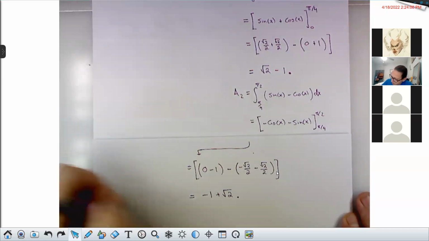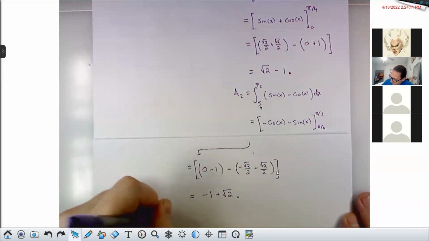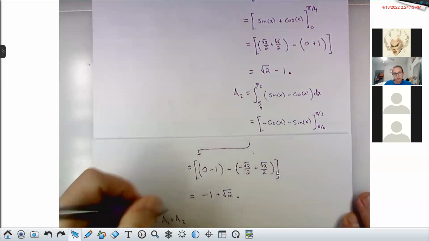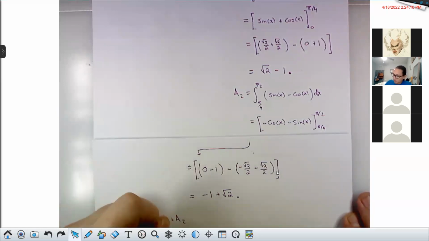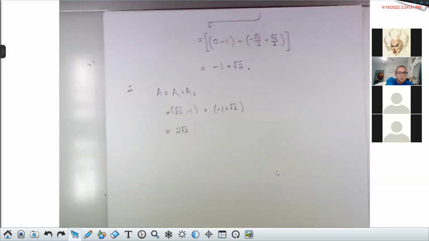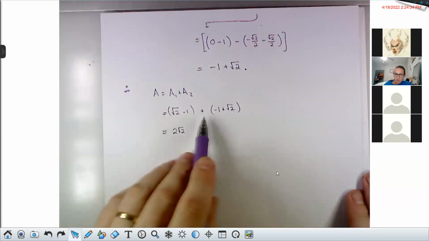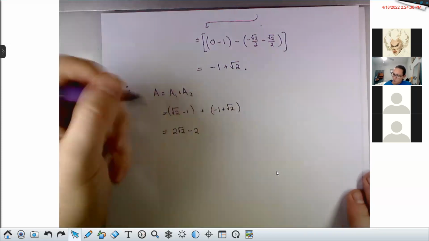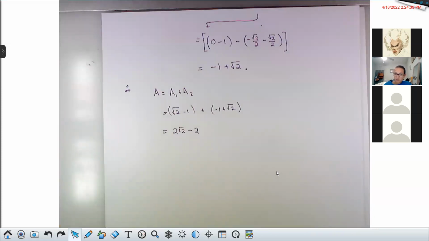Therefore, the total area I wanted was A1 plus A2, which is the square root of 2 minus 1 plus negative 1 plus the square root of 2. And you notice it's root 2 plus root 2 is 2 root 2, and then minus 1 plus minus 1 is minus 2. So that is the area between sine and cosine from 0 to pi over 2. It's double that first area.